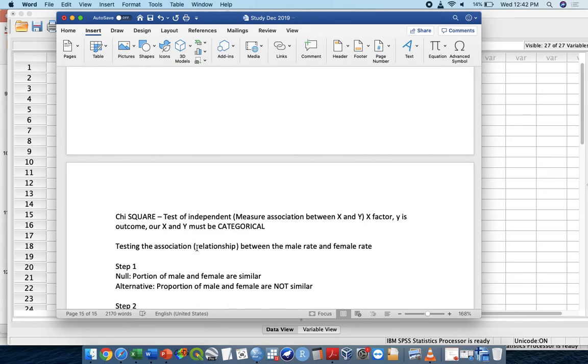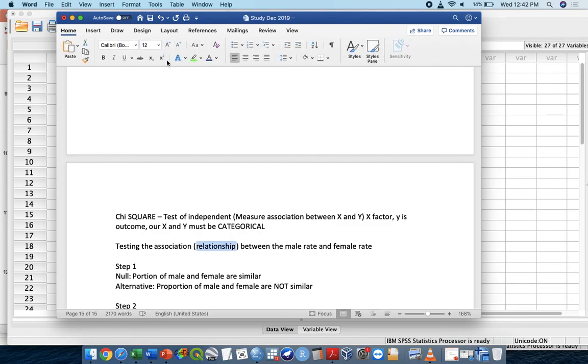But I'm going to do it like this because I don't like this word. Maybe your supervisor likes to use that word, then okay, I must redo it. So that's why it tests the association between the x, which is the factor, and the y, which is the outcome. Remember, your x is the factor and y is the outcome.